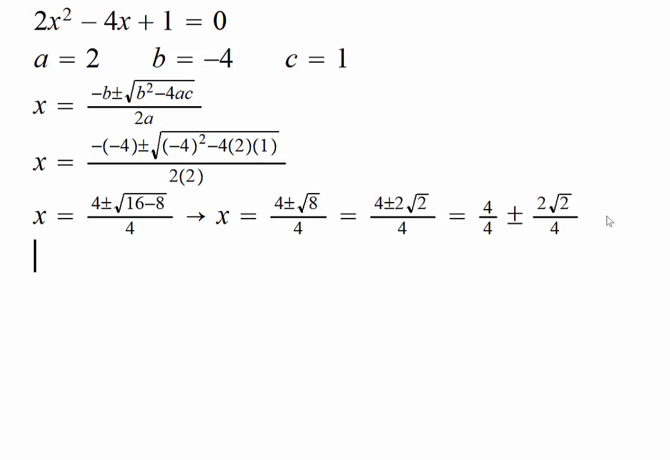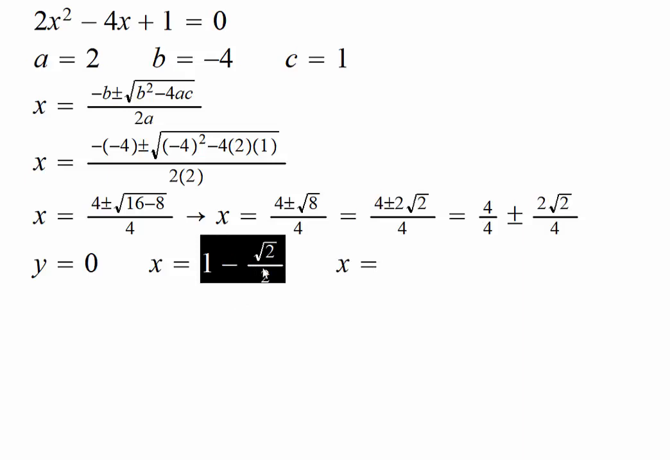So what does it give for the x-intercepts, or when you have y equals 0, x equals the values given by these. So one of them is x equals 1 minus square root of 2 over 2, and the other value is going to be x equals 1 plus square root of 2 over 2.